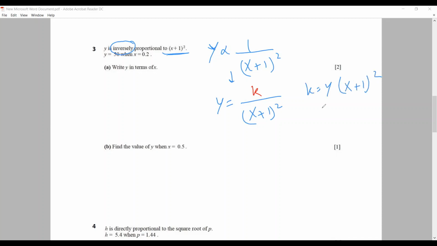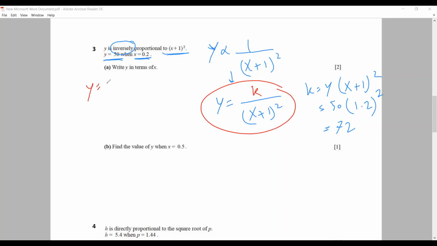So you just cross multiply, and I can find k because this condition, which is given to me right here, allows me to find the value of k. I'm just going to go ahead and substitute. X is 0.2 plus 1 is 1.2 squared, and that should give me 72, right? K is found to be 72. Again, go back to this formula. Now we have the value of k, which is 72, and complete this formula. What they want is write y in terms of x. So that's it. That's what we have done.